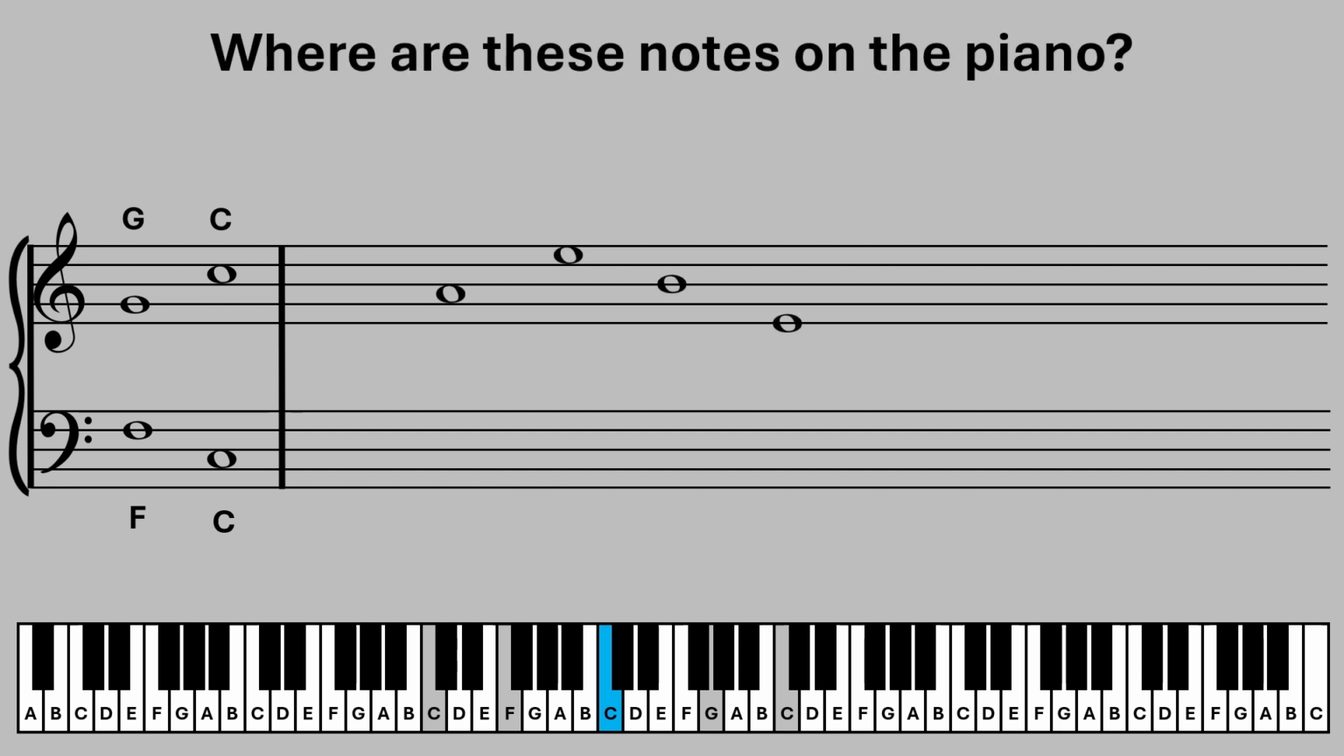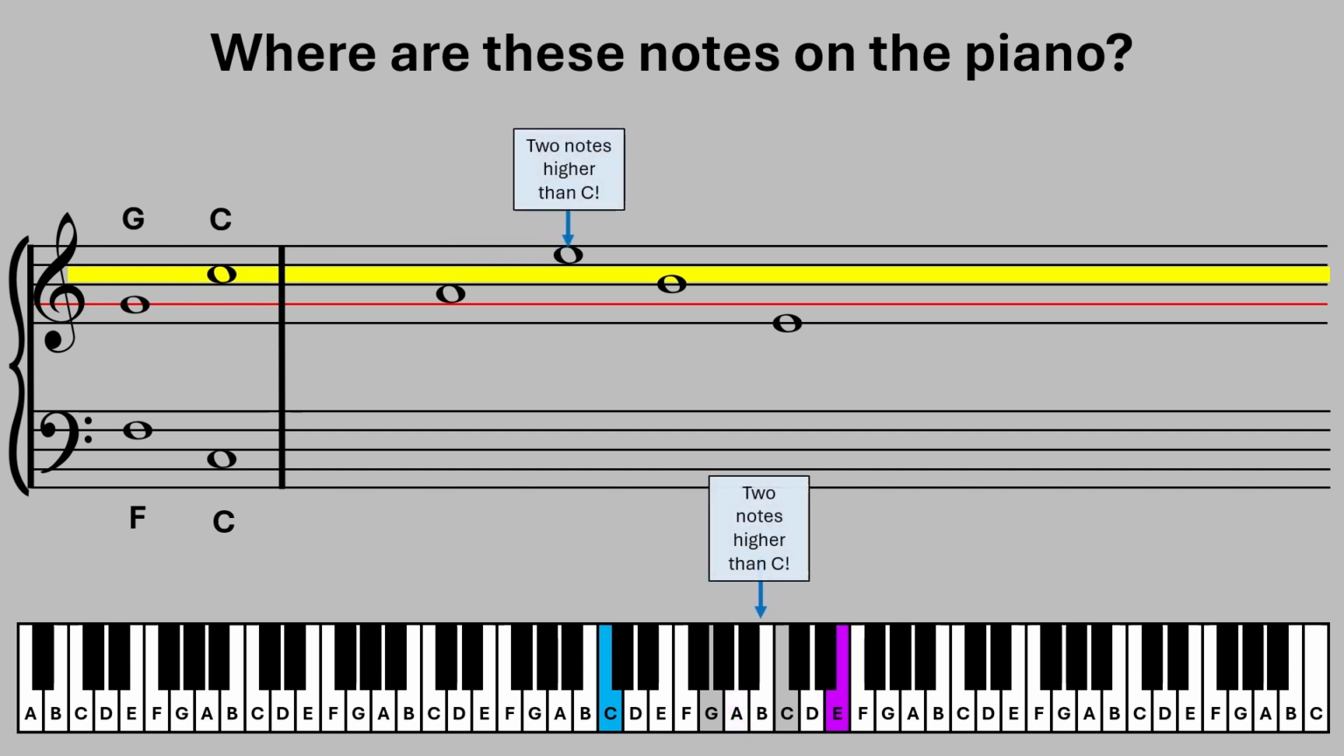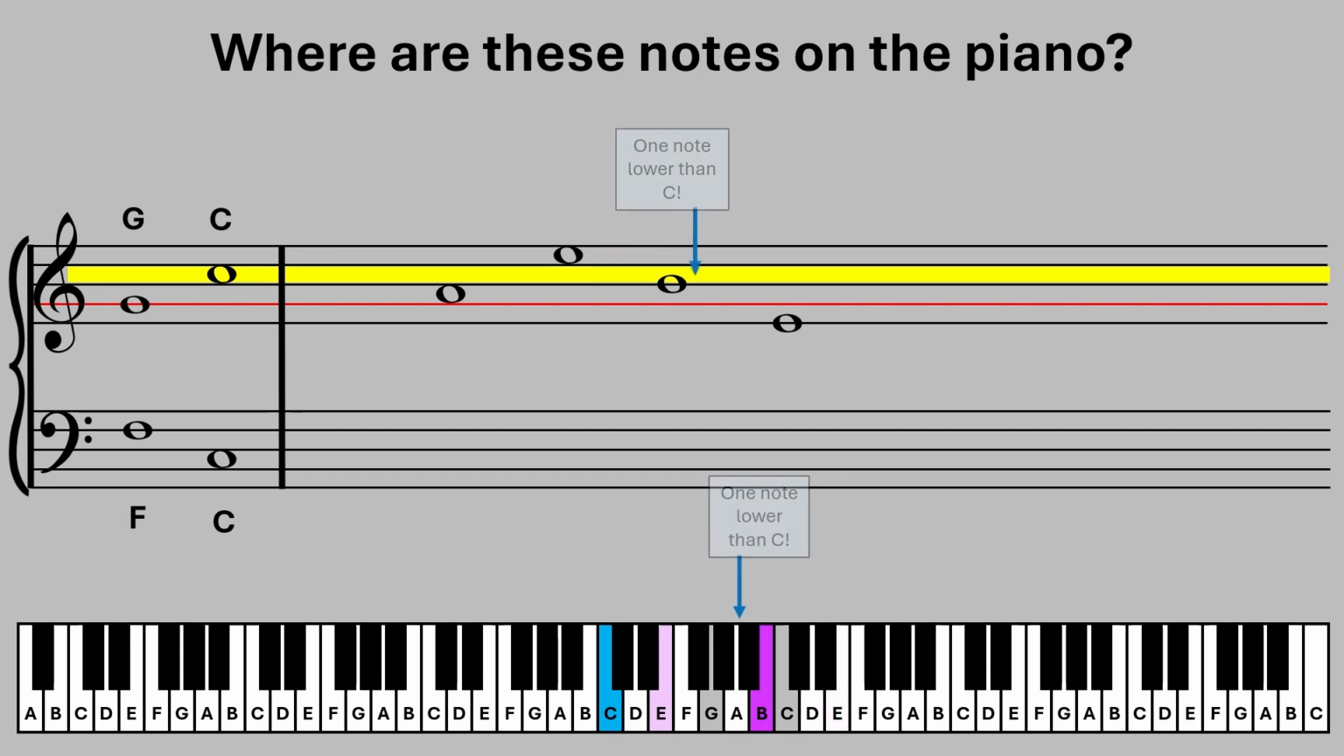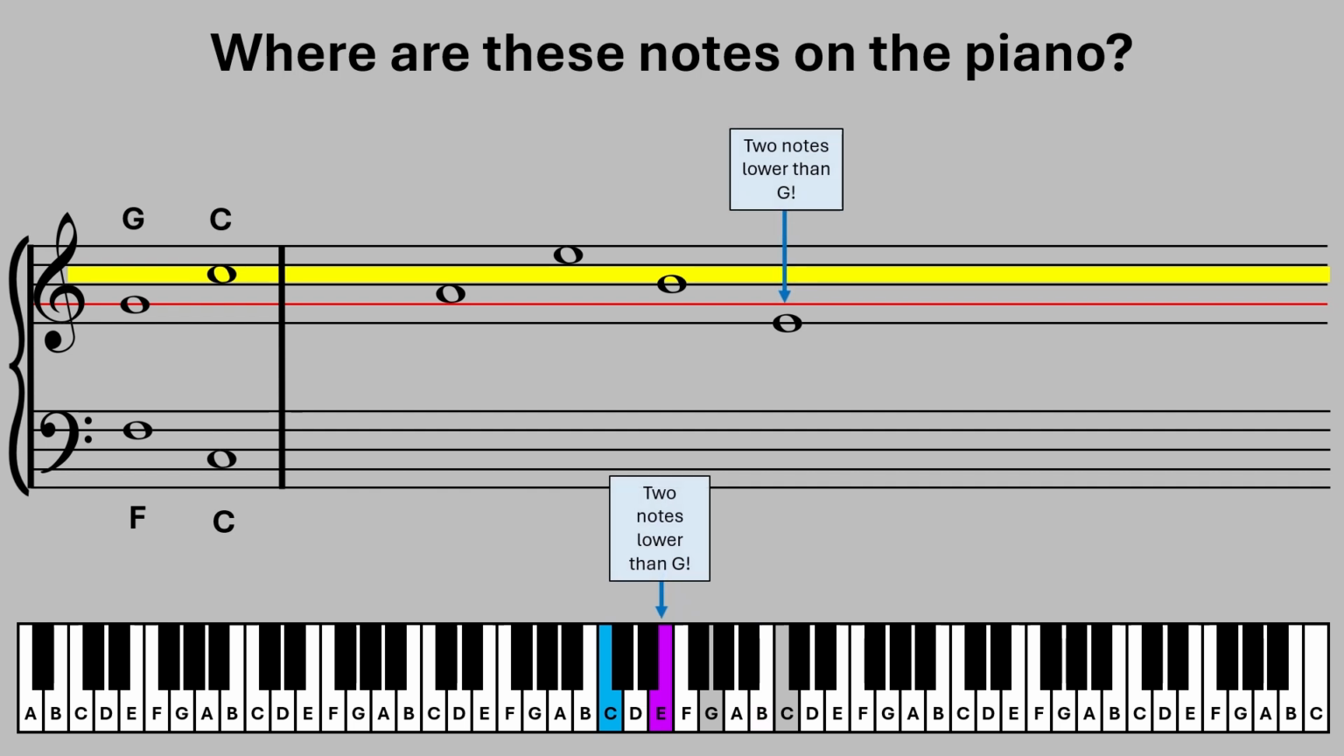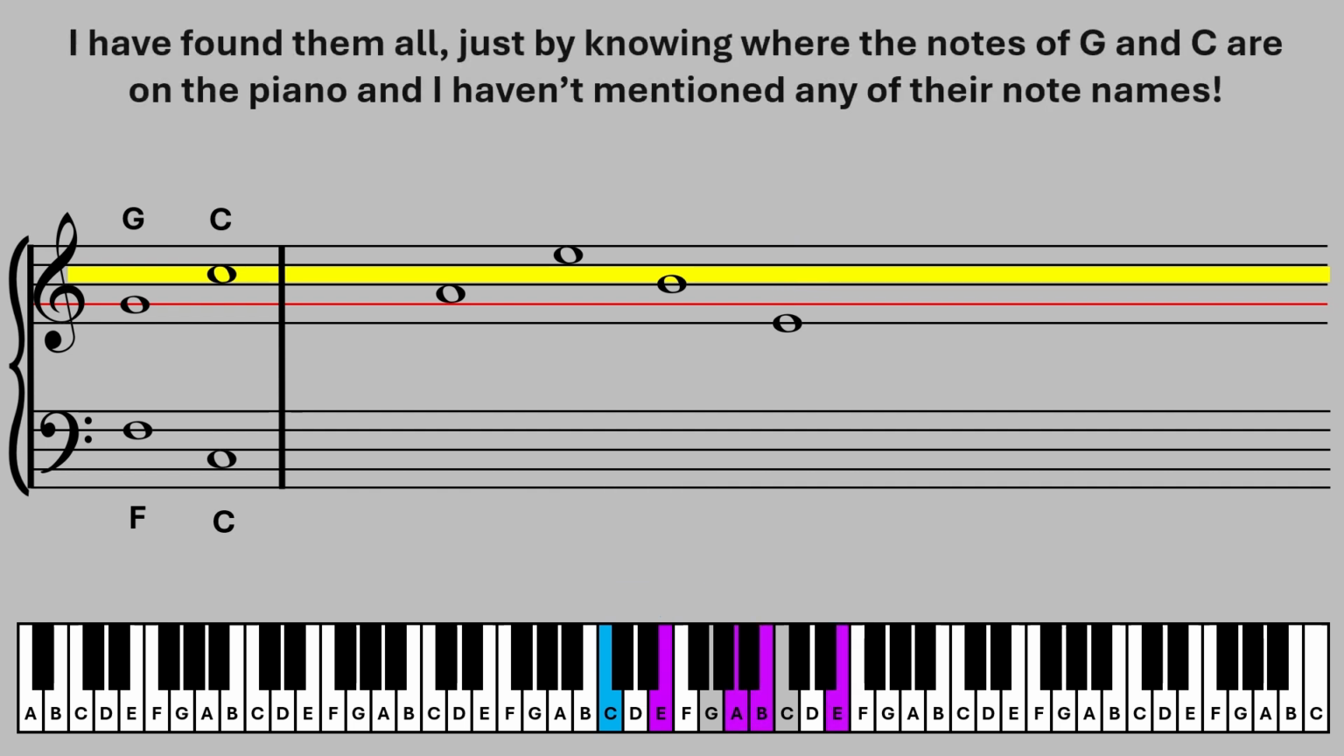We're going to need to compare these notes to both of our landmark treble clef notes, so let's colour the G line in red and the C space in yellow. The first note is one note higher than G. The second note is two notes higher than C. The third note is one note lower than C. And the fourth note is two notes lower than G. I have found them all just by knowing where the notes of G and C are on the piano, and I haven't mentioned any of the note names. I hope this video has given you some helpful tips on how to read music.